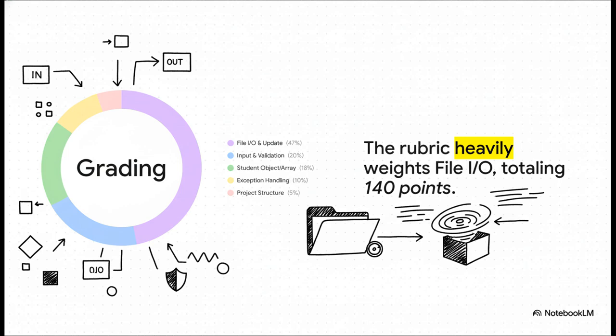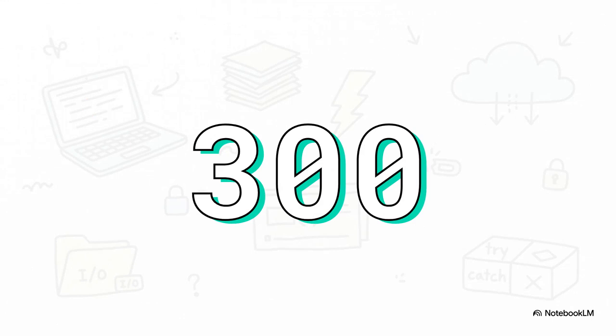Now this right here, this chart tells you the whole story. Just look at that huge purple slice for file I/O and update. That's 140 points. That is almost half your grade. This tells you that the real heart of this assignment is making data persistent, managing how it flows in and out of your program. And it all adds up to this big number, 300.